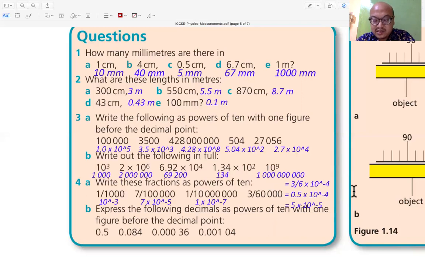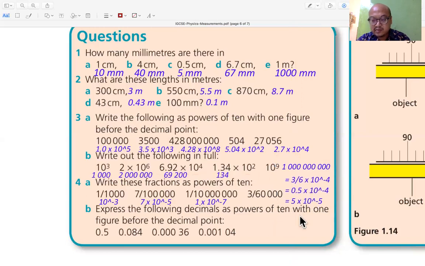Okay, I hope you understand about this. This is actually simple, but this is also important for us, for the calculation to the next level in IGCSE or AS or A level questions.